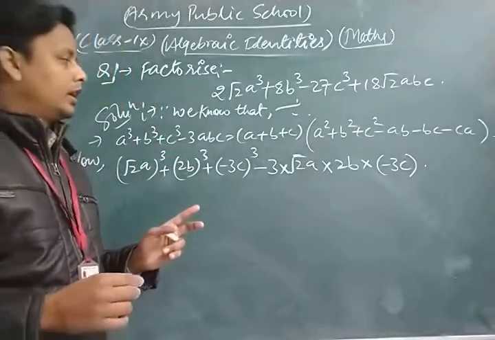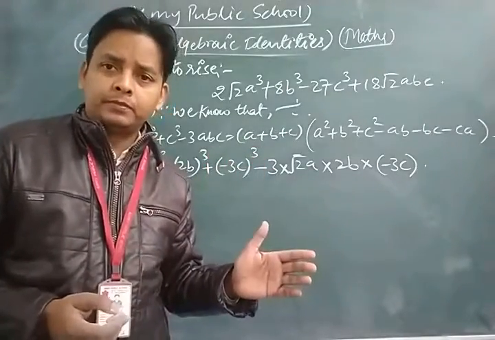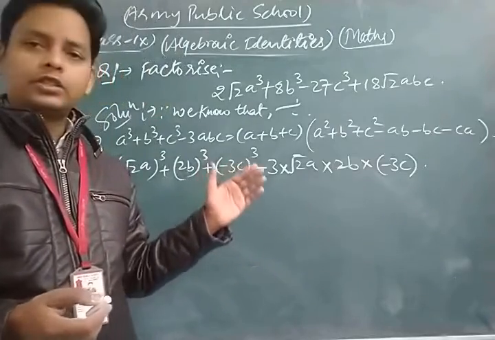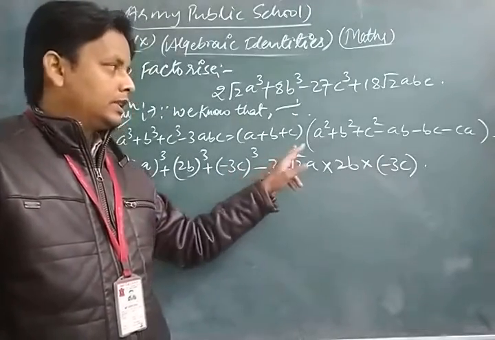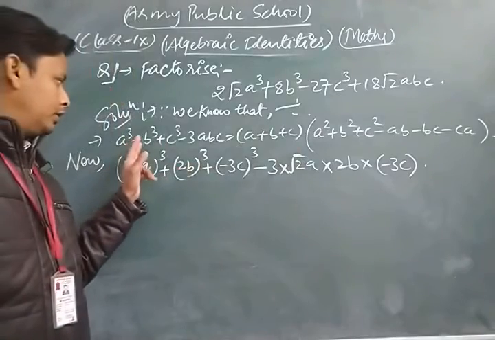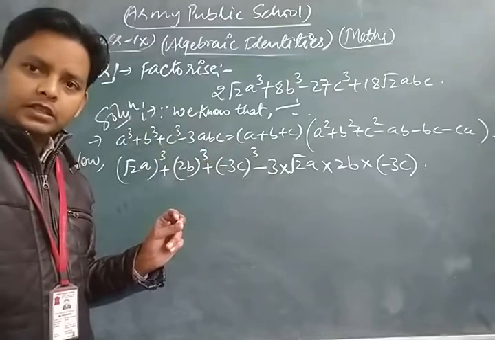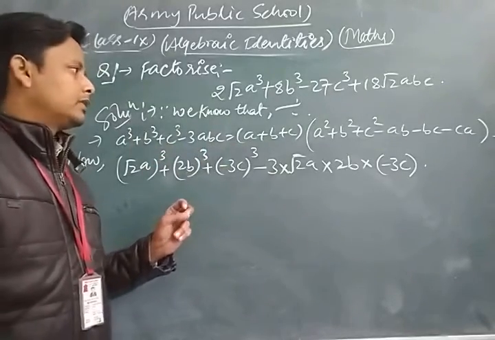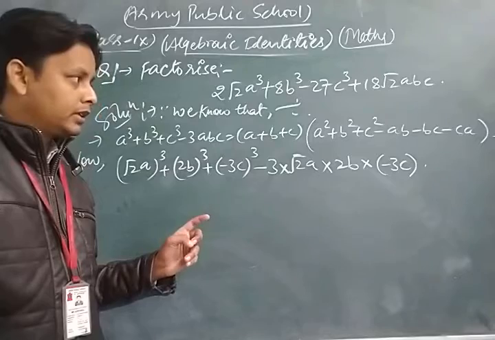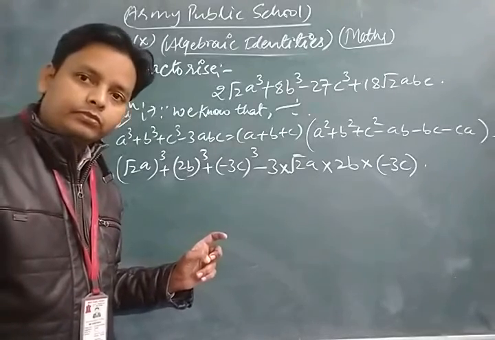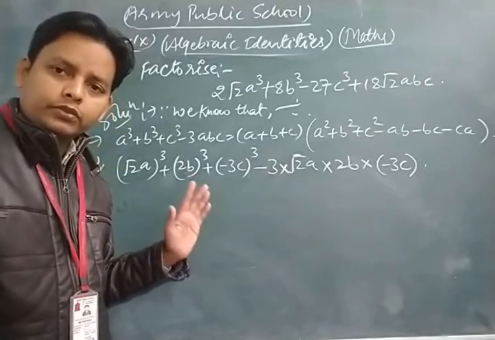So first of all, dear students, what do I do for that question? First of all we just arrange the given question based on this identity: a cube plus b cube plus c cube minus 3abc is equal to a plus b plus c in the first bracket, and in the second bracket a square plus b square plus c square minus ab minus bc minus ca. This is one of the most important questions of your syllabus.